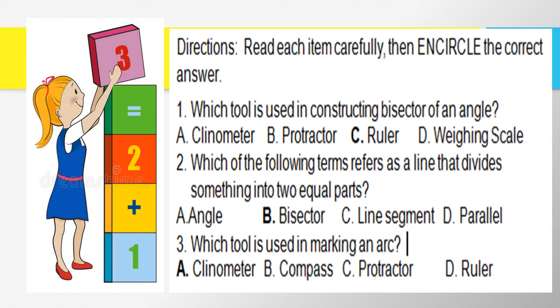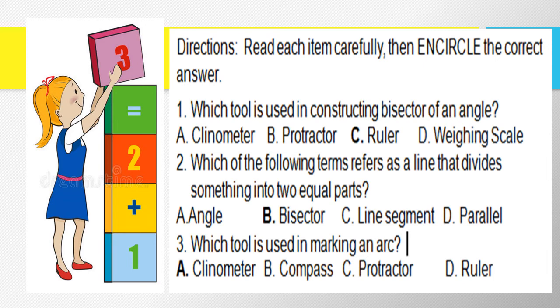Number 3. Which tool is used in marking an arc? A. Clinometer, B. Compass, C. Protractor, D. Ruler. The answer is B. Compass, because a compass is used to draw an arc. Since we are talking about marking an arc, that is the compass. Letter C, protractor, is an instrument to measure an angle, but not for marking an arc. D, the ruler, cannot do the marking of an arc.